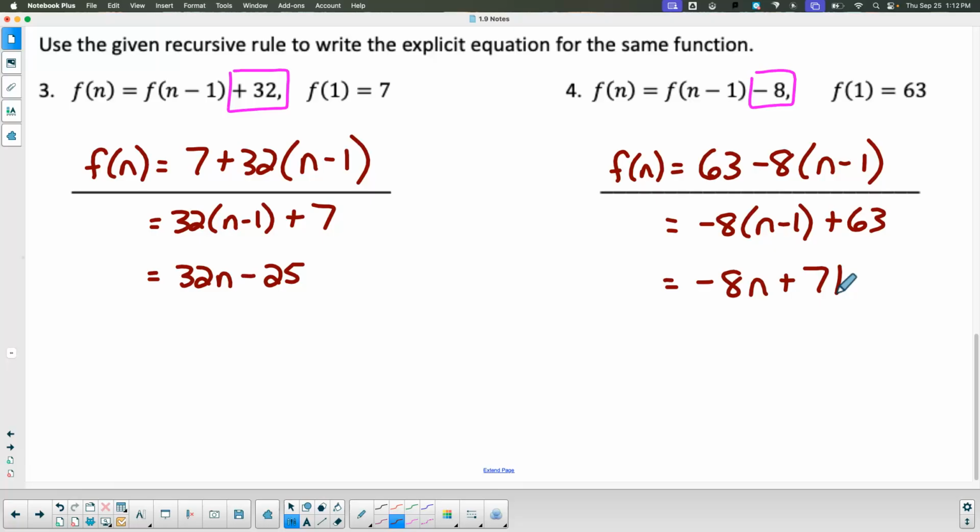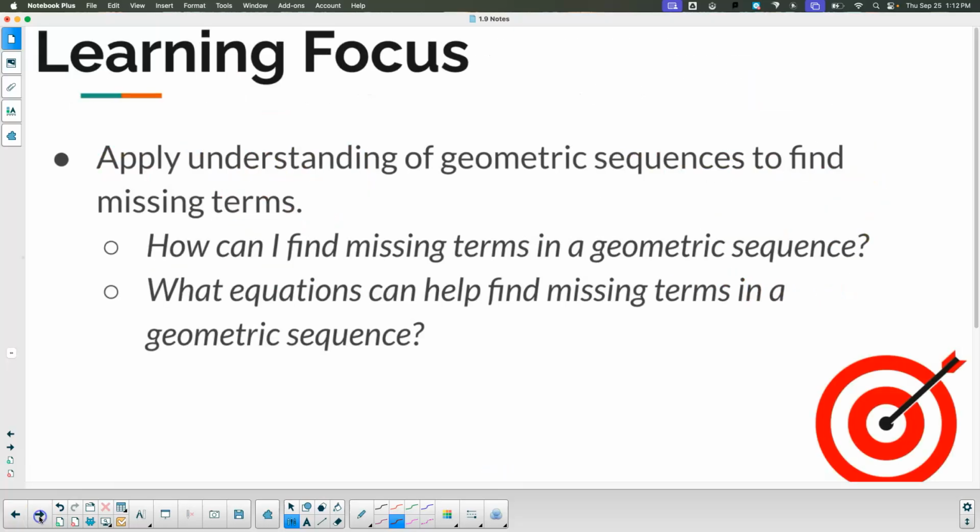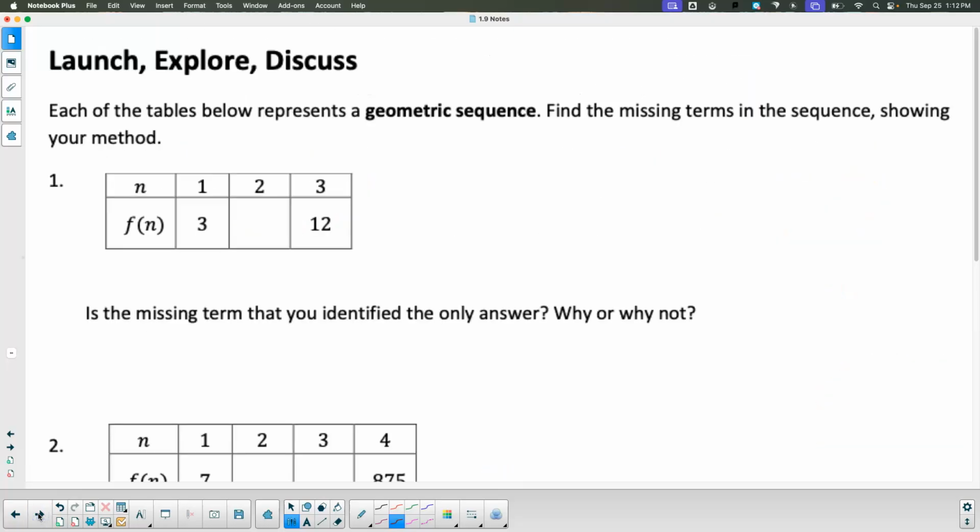Good? All right. So today, what we're going to do is deal with finding missing terms in geometric expressions. Tuesday, almost said yesterday, Tuesday, we figured out that we took the last number and we subtracted off the first number and we divided it by the number of jumps, and that gave us our common difference D.